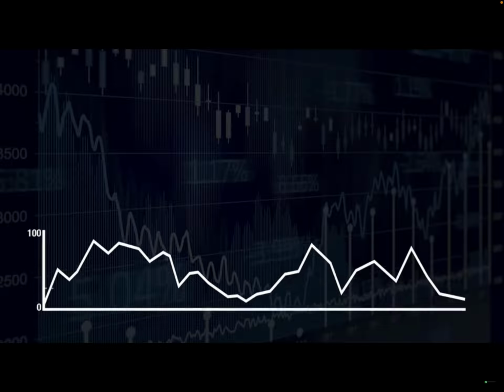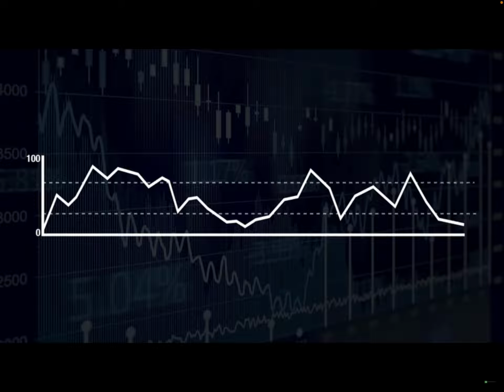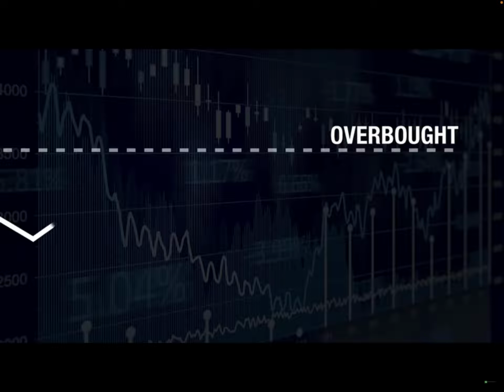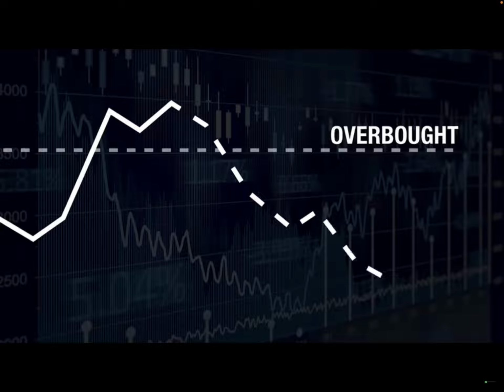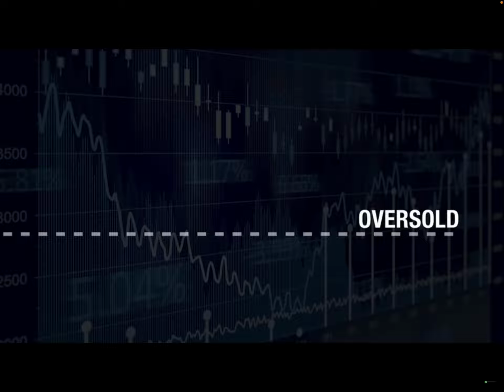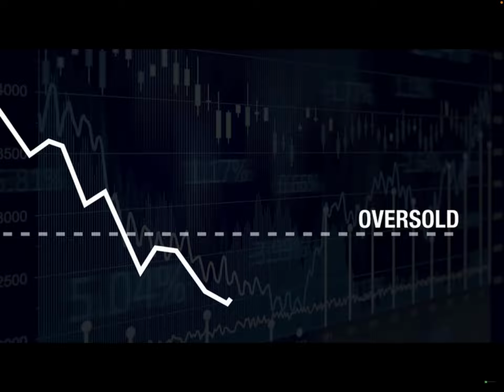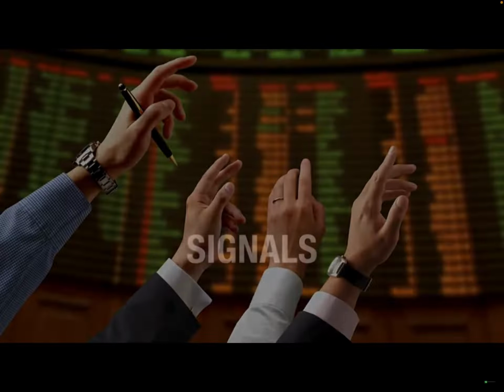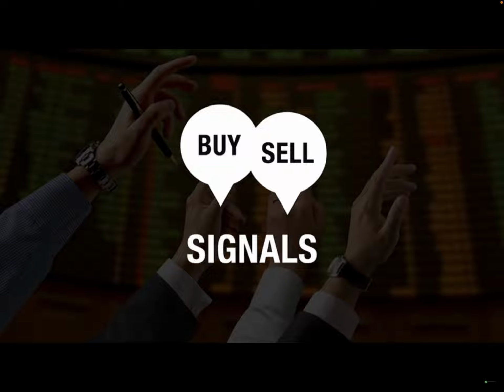To identify potential trend changes, there are two ranges of the indicator to keep in mind: overbought and oversold. Overbought refers to a stock that has increased rapidly in a short period of time and may reverse lower. Conversely, oversold refers to a stock that has decreased sharply in a short period of time and may reverse higher. Now that you know how to calculate RSI and how it measures momentum, let's look at how investors might use this indicator to identify potential trading signals.